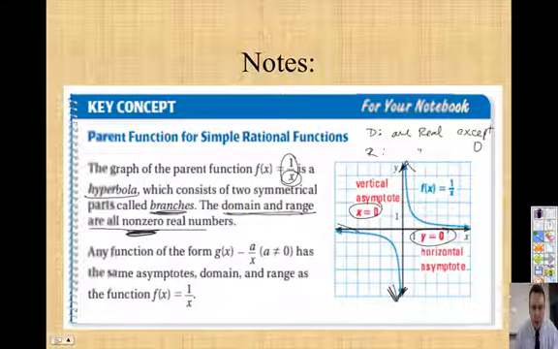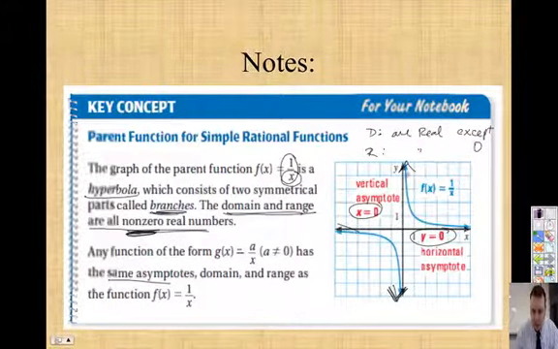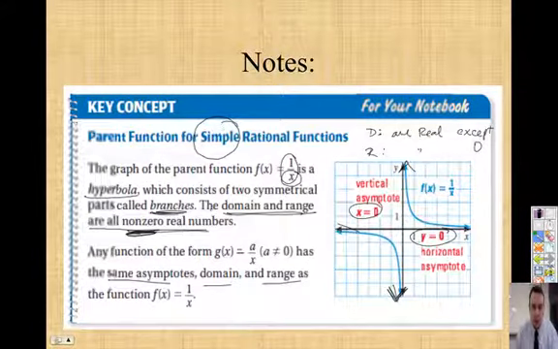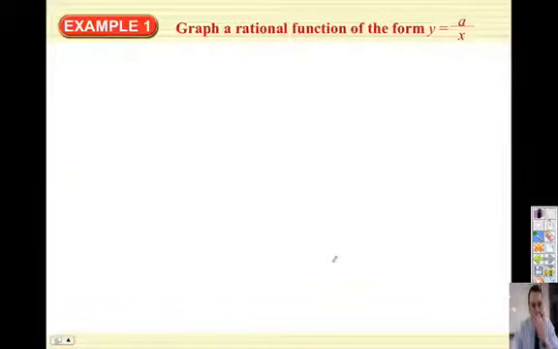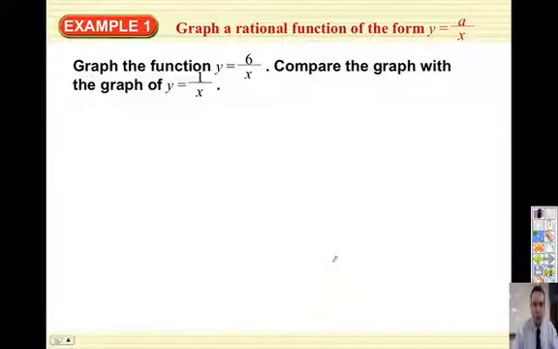So now how to find domain and range of these functions. Now this should say g of x equals a over x, if a can't be 0. So a can't be 0. It can be anything else. Okay? But they all have the same asymptotes. They'll have the same domain, and they'll have the same range. So that's why they're called simple. That's all the same. So let's look at example type number 1.